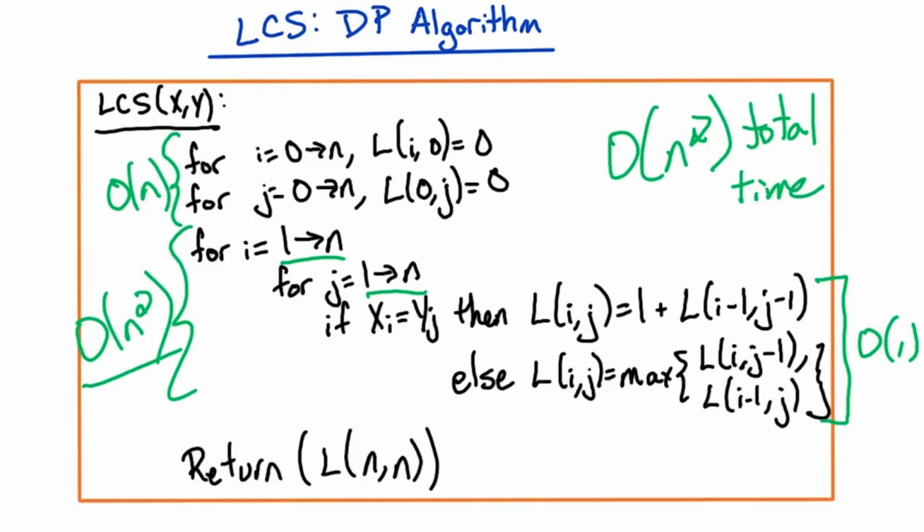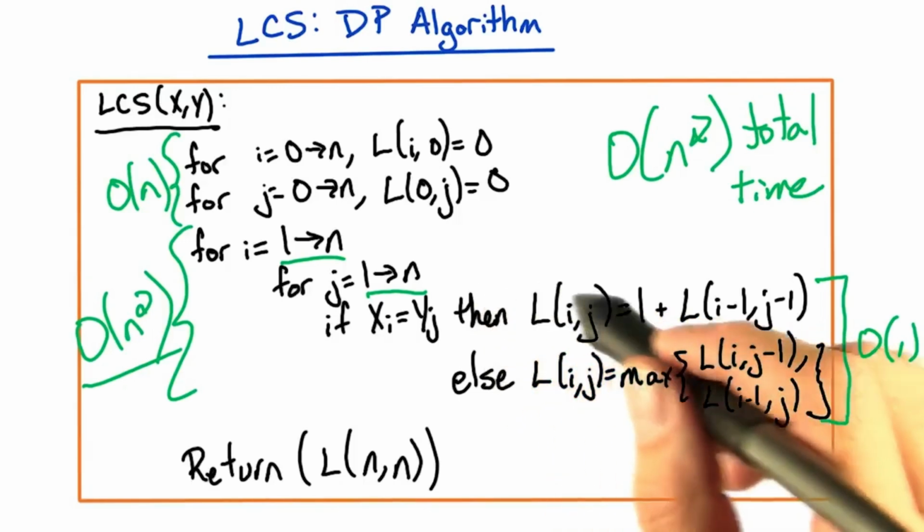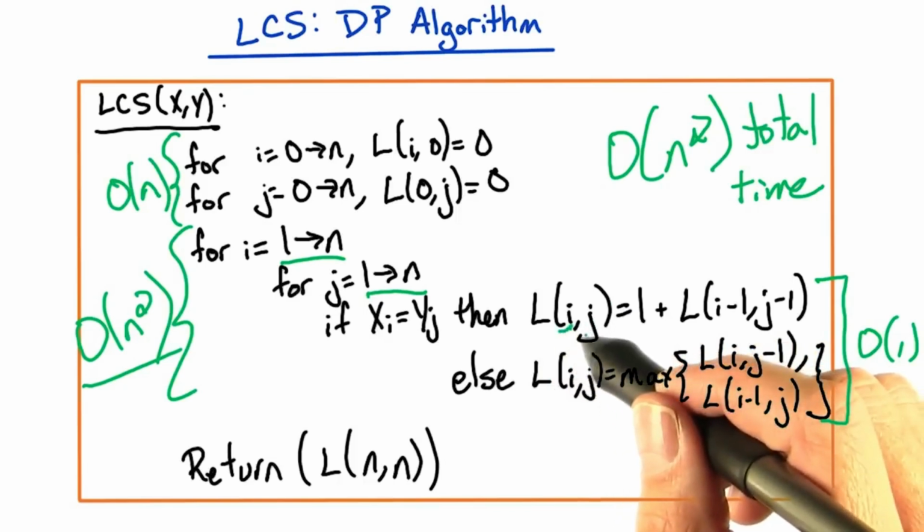The interesting thing that arose in the solution was that we needed to use a two-dimensional table. This came about because we needed to consider prefixes of x of different length than prefixes of y.